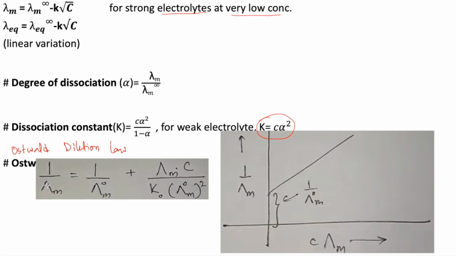Ostwald dilution law can be given as 1 upon lambda m is equal to 1 upon lambda naught m plus lambda m into c upon K naught into lambda naught m whole square, where lambda m is the molar conductivity at a particular dilution, whereas lambda naught m is molar conductivity at infinite dilution. Okay, so now you can plot this graph while taking 1 upon lambda m on the y axis and lambda m into c on the x axis. So this equation becomes of the form y is equal to mx plus c, where the intercept is 1 upon lambda naught m and the slope is 1 upon K naught into lambda naught m whole square. So that's the value which you get from the Ostwald dilution law.